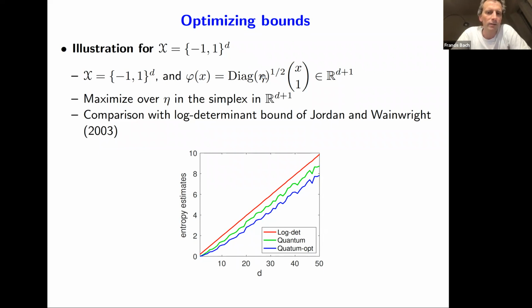And here we maximize over eta, the Gram matrix, which happens to be the simplex if you want to preserve the unit feature bound. And we compare to a bound by Jordan and Wainwright, which relies on the log determinant, whereas we rely not on the sum of the logs of eigenvalues, which is the log det, but on the sum of lambda log lambda, where lambda is an eigenvalue. And as you can see, this is the log det, and we do a bit better if you take directly the quantum quantity with eta being constant, and you do a bit better still if you optimize over the matrix.